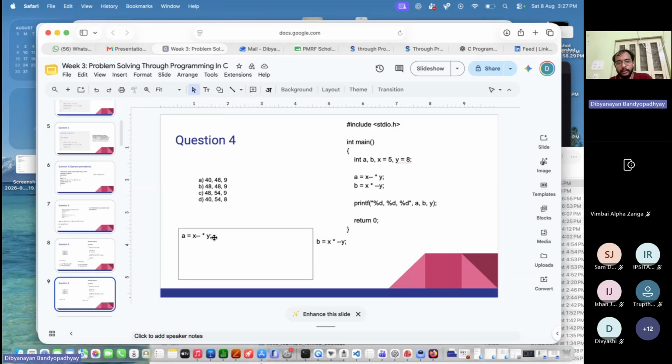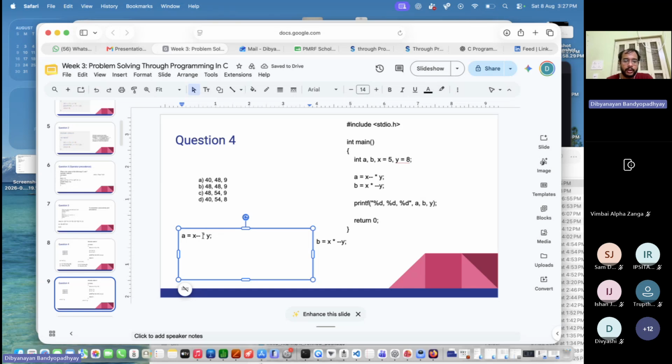Okay, so let's do the operation one by one. So this is the post-decrement operator. You don't decrement the value of X directly. You do the operation first, then you decrement. So what is the value of X? It is 5 and Y is 8. So A will be 5 into 8. It will be 40, right? And the value of X will be decremented after that. So X is now 4 and Y is 8.